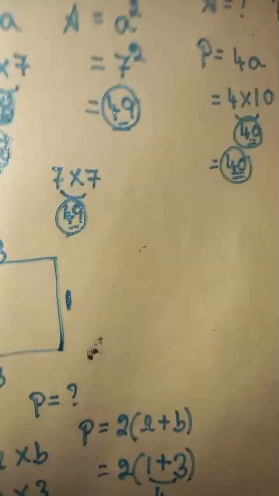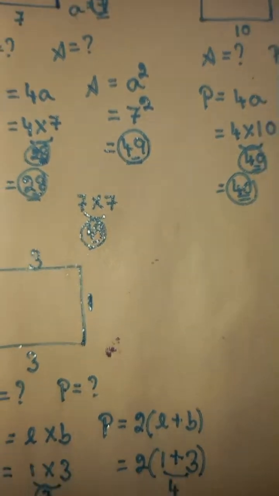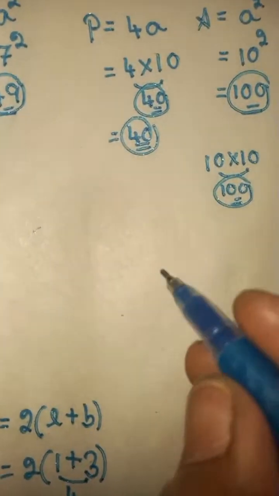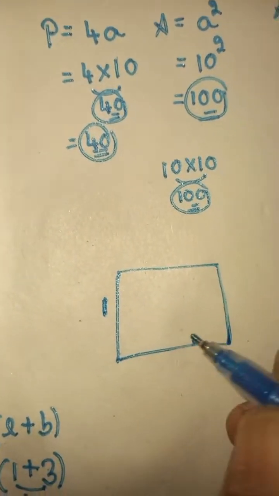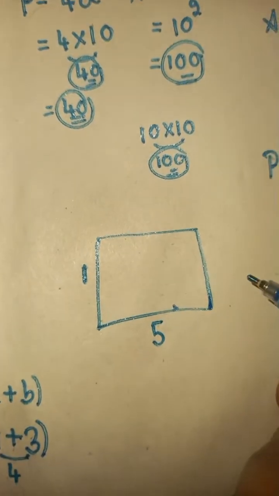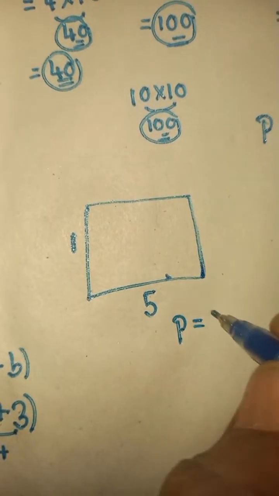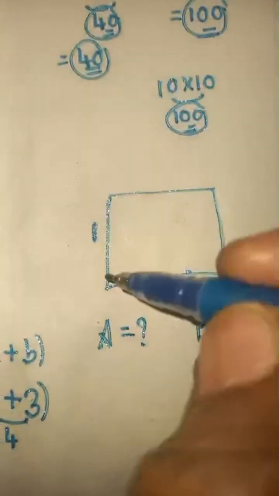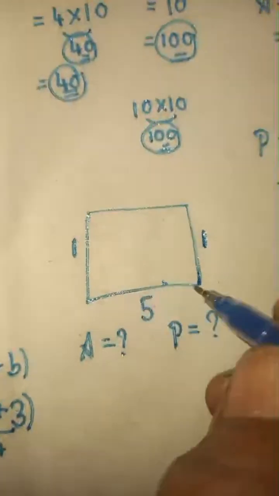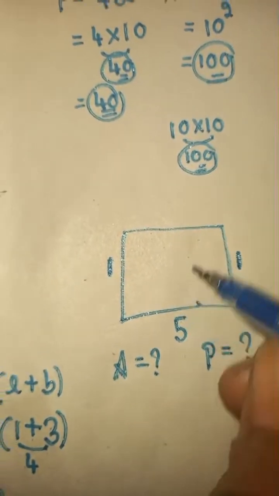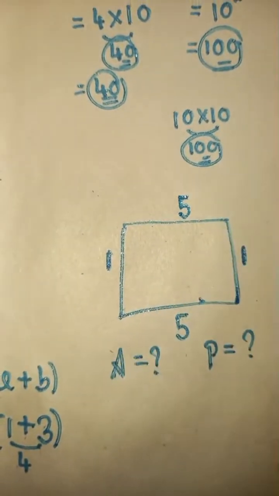Let's take one more rectangle. In this rectangle they have given the length as 1 unit and the breadth as 5 units. Here also you need to find out the perimeter and area. This side is 1 unit, so the opposite is also 1 unit. This side length is 5 units, so the opposite is also 5 units.